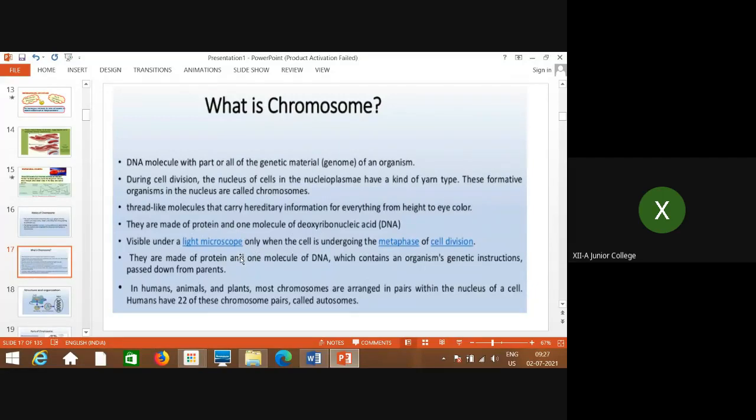They are visible under light microscope when? Visible under light microscope only when the cell is undergoing cell division, and that too in the metaphase stage. It is clearly observed because of the condensed form.